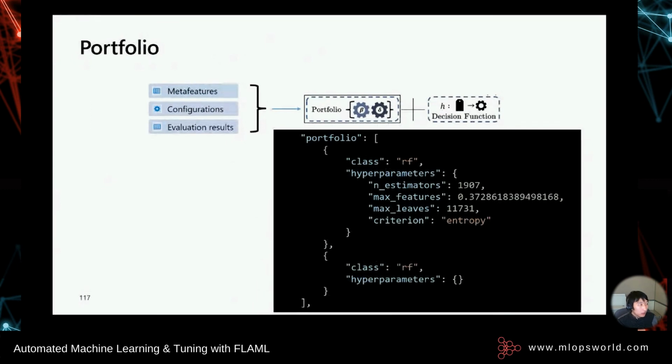Based on these inputs, FLAML will build a portfolio of good configurations. Here's an example of the portfolio. It contains 2 configurations for random forest. The first configuration sets number of estimators to be 1907, max features to be 0.37, max leaves to 11,731, and criterion to entropy. The second configuration is the static default configuration. A portfolio can contain configurations for different learners.